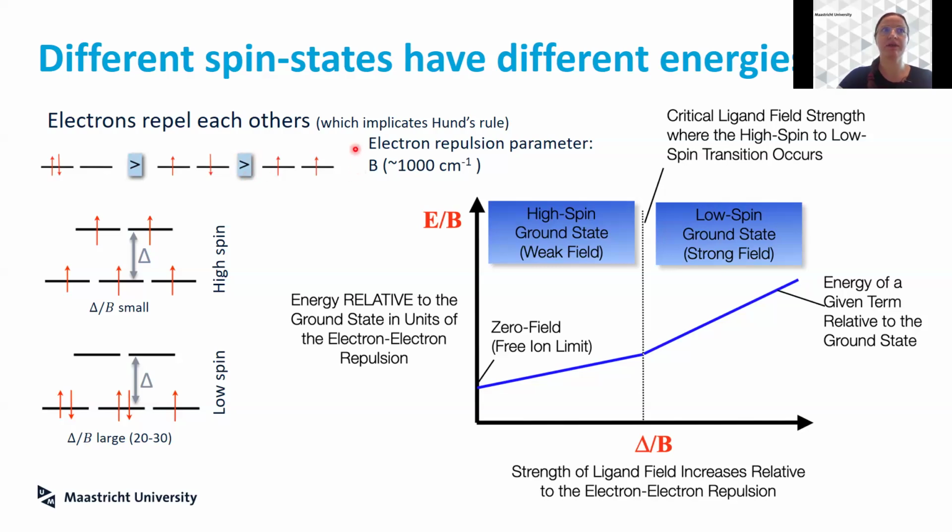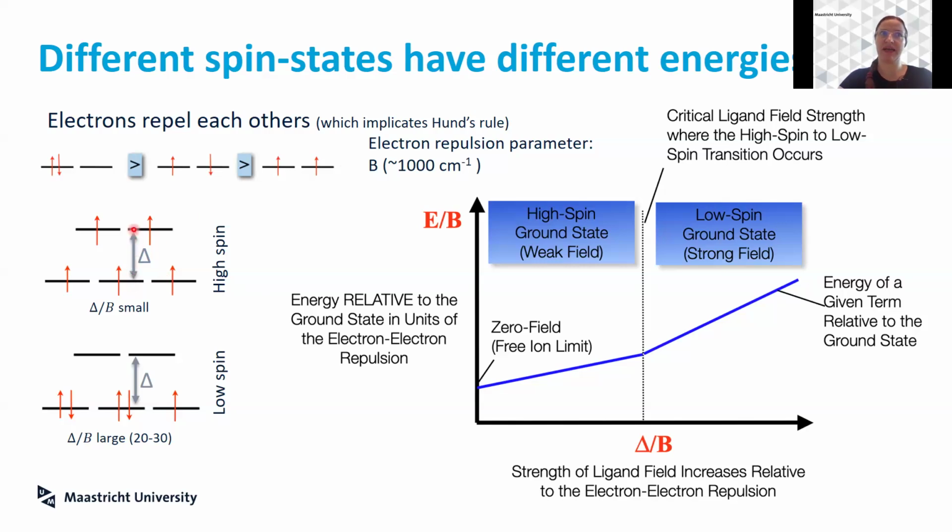This electron repulsion parameter can be estimated as B, which, if we put it in a wave number type of entity, so the inverse of the wavelength, goes as more or less 1,000 centimeters to the minus 1. This is fundamentally the implication of Hund's rule. We want to fill in all the possible orbitals with electrons parallel to each other, because every other arrangement will be higher in energy.